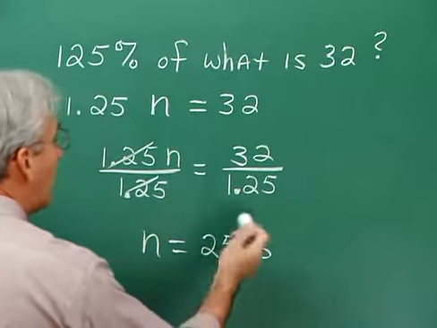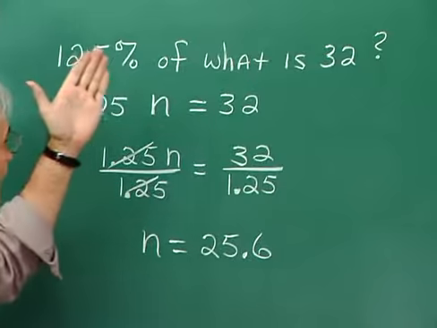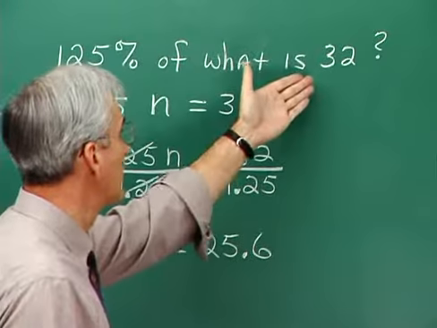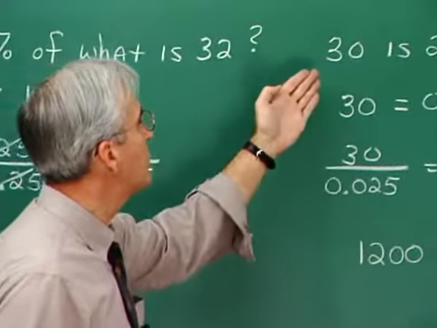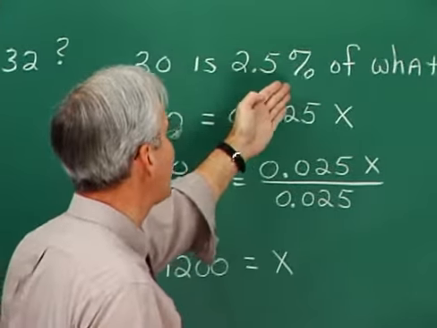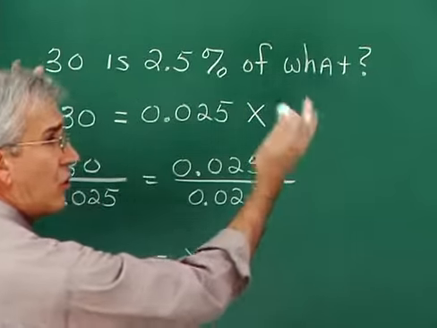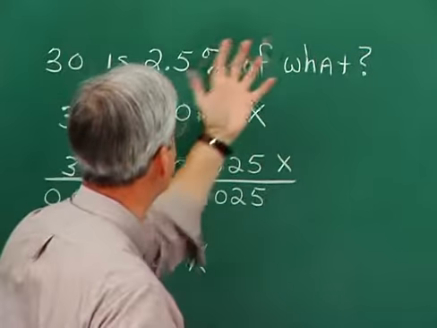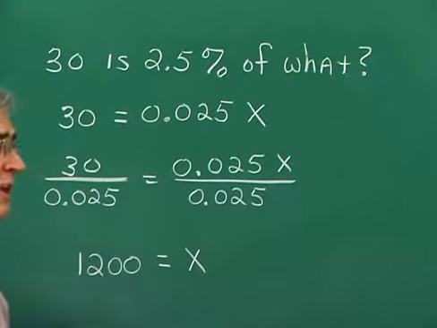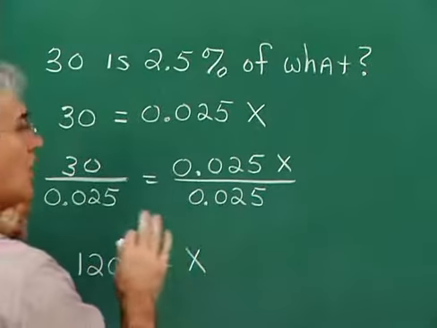So 25.6 answers this question: 125% of 25.6 is 32. This one says 30 is 2.5% of what? Now notice that we're kind of changing sides of the verb here in our statement. That is, our percent and base are on the right side of the verb in this case. No big deal, as we have seen before. We interpret the same way that we normally do.